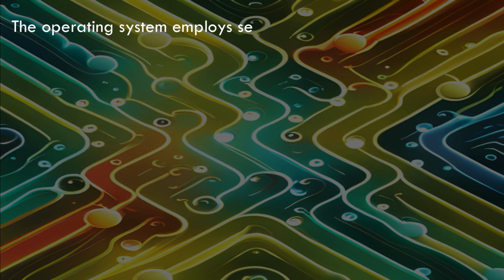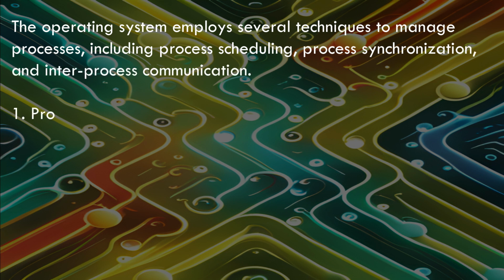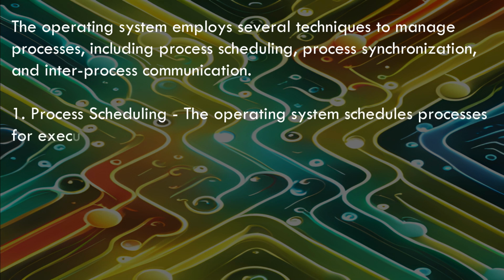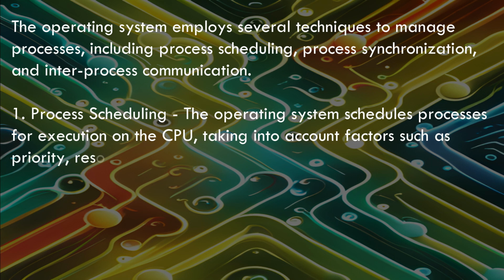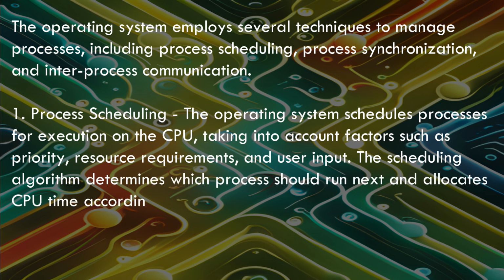such as CPU time, memory, and input-output devices, to processes as needed. The operating system employs several techniques to manage processes, including process scheduling, process synchronization, and inter-process communication. 1. Process scheduling. The operating system schedules processes for execution on the CPU, taking into account factors such as priority, resource requirements, and user input. The scheduling algorithm determines which process should run next and allocates CPU time accordingly.